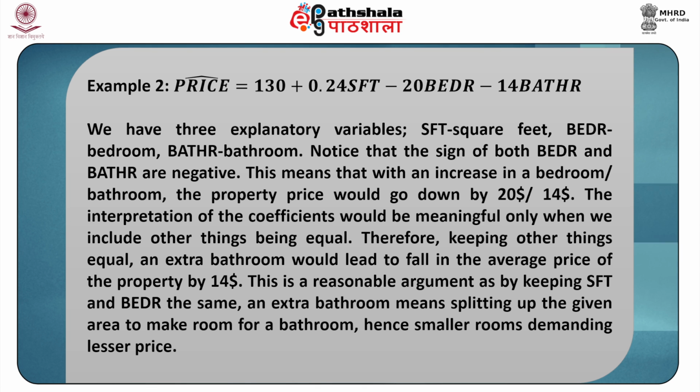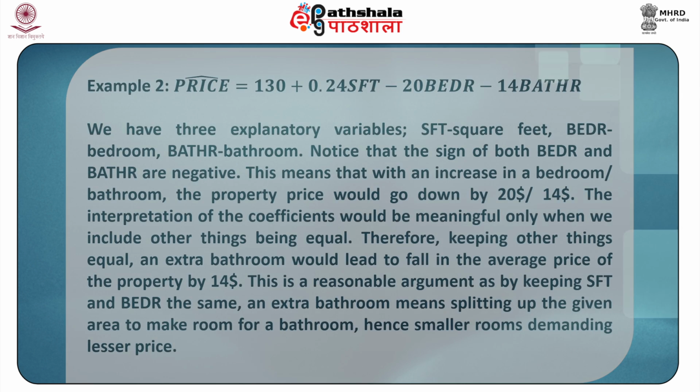This emphasizes the importance of holding other variables constant or other things being equal. The interpretation of the coefficients would be meaningful only when we include other things being equal. Therefore, keeping other things equal, an extra bathroom would lead to a fall in the average price of the property by $14. This is a reasonable argument, as by keeping square feet and bedrooms the same, an extra bathroom means splitting up the given area to make room for a bathroom, hence smaller rooms demanding a lesser price.